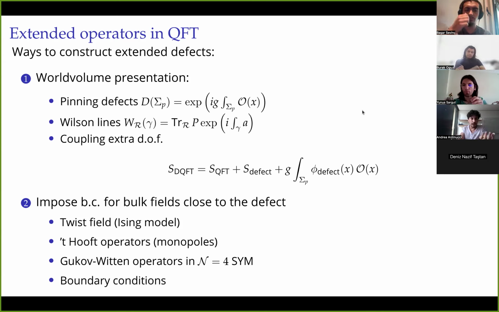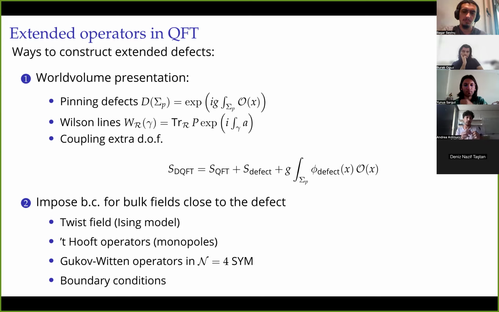And another type of defect that you can construct, I mean, another way of presenting defects that sometimes can be reduced to the previous one, is by imposing certain boundary conditions on some submanifold. And this is very general.